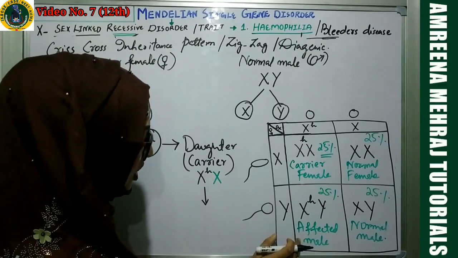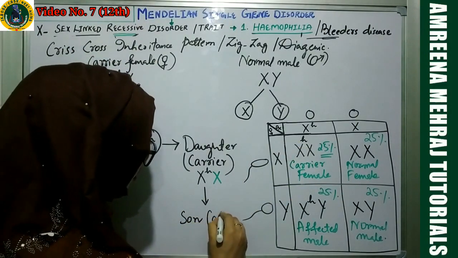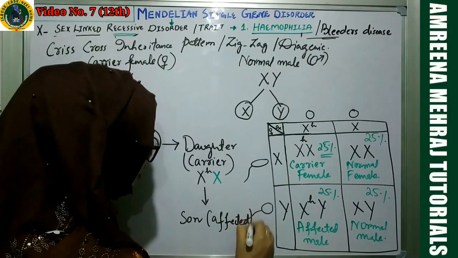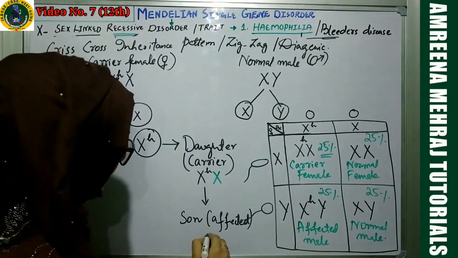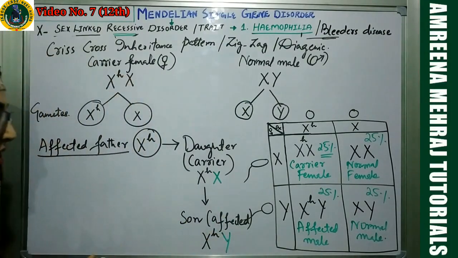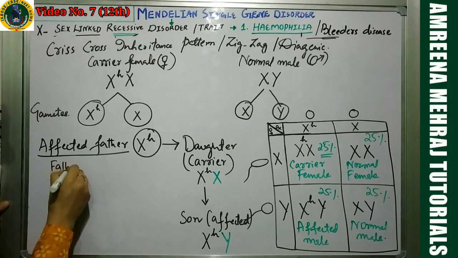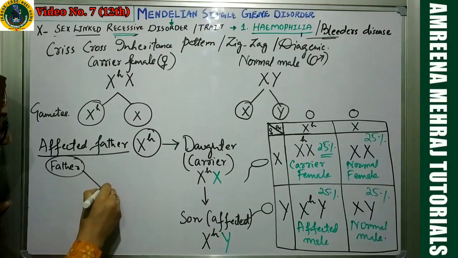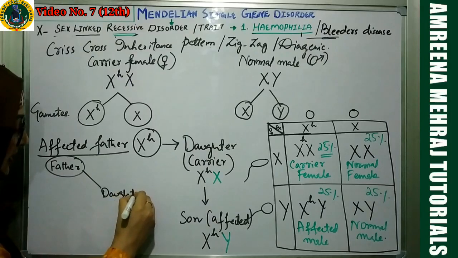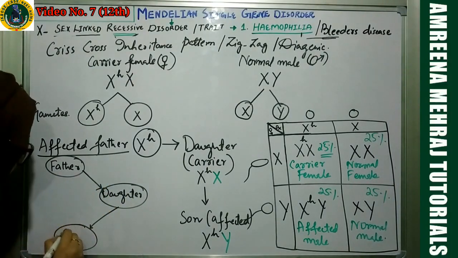That means this daughter gave this defect to the son. The son was born affected, and because of whom? Not because of the father, it's because of the carrier mother. The son became X^H Y, and he got Y from the father. So what is the conclusion over here? The conclusion is that the transfer takes place in which way? It takes place from the father to the daughter, pay attention. And then from the daughter, this trait is transferred, it's inherited by the son.